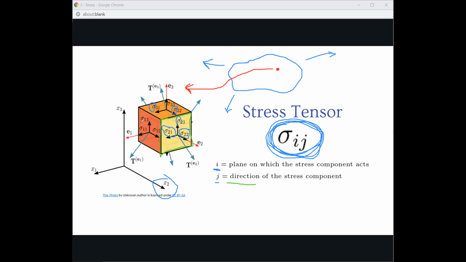Let's look at other stress. Ito naman, sigma 1, 3. So 1, ibig sabihin, it acts on plane 1. So what is the plane? What is plane 1? Plane 1 is perpendicular to axis x1. Okay? And the direction of the stress component is 3. So yan, 3. Ibig sabihin, it is parallel to x3. Naintindihan naman yung notation? That is the notation.